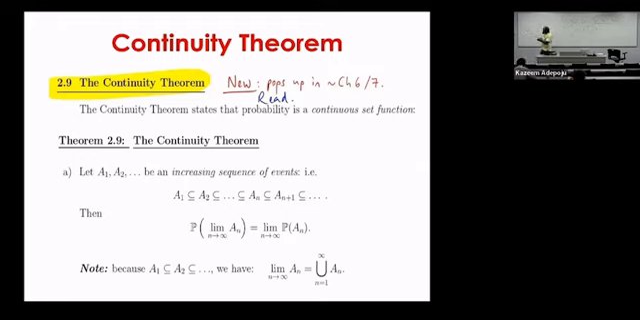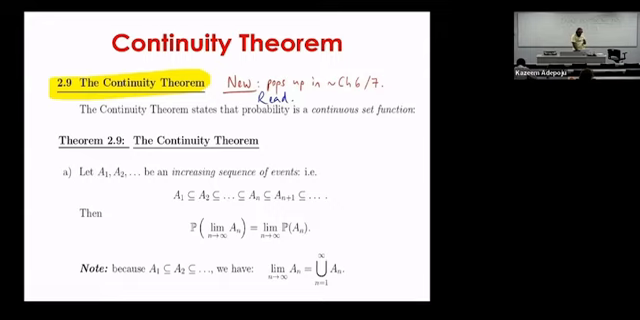And you know what? I can talk about the limits as n tends to infinity. The probability of the limit of the sequence is basically going to be the same thing as the limit of the probability. That is exactly what we mean. And in that situation, where A1 is contained in A2 and so on, the limit of AN as n ascends to infinity is just going to be the union of all the events. That is what the continuity theorem is talking about.